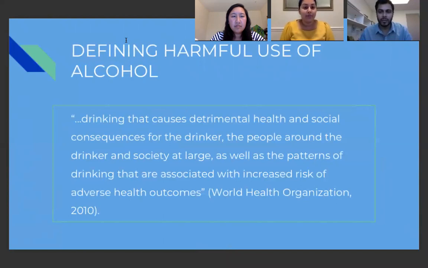For our purposes, we'll be defining the harmful use of alcohol as drinking that causes detrimental health and social consequences for the drinker, the people around the drinker, and the society at large, as well as the patterns of drinking that are associated with increased risk of adverse health outcomes.